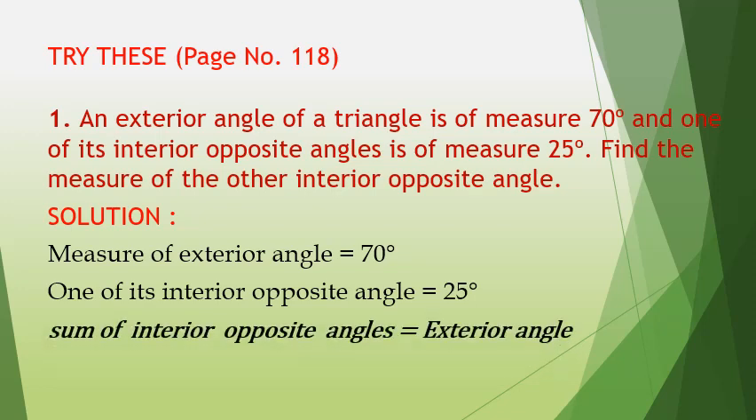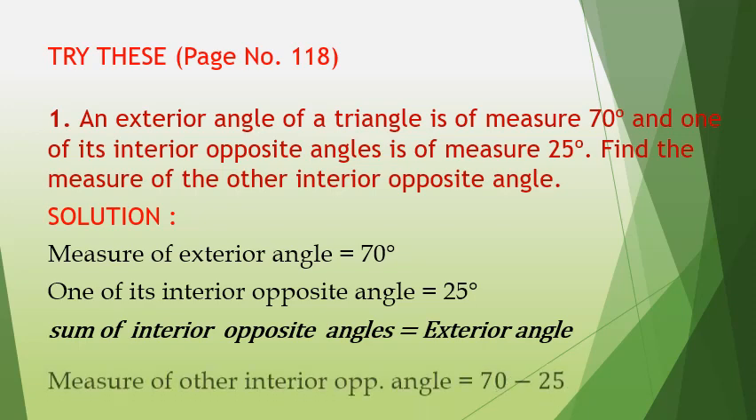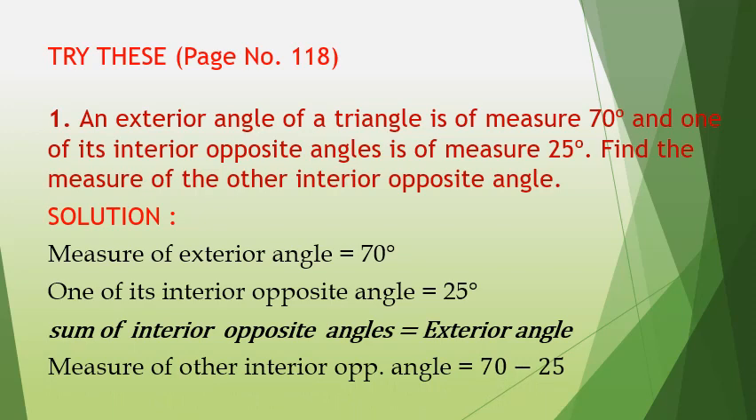So what is the exterior angle property? Yes, exterior angle is equal to the sum of the opposite interior angles. Hence, the exterior angle is given, and one of its interior opposite angles is given. So how do we find the other interior opposite angle? We should subtract the given interior opposite angle from the exterior angle. That is 70 minus 25 degrees, which is equal to 45 degrees.